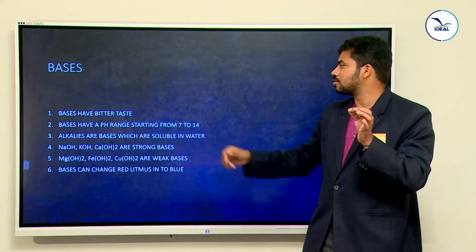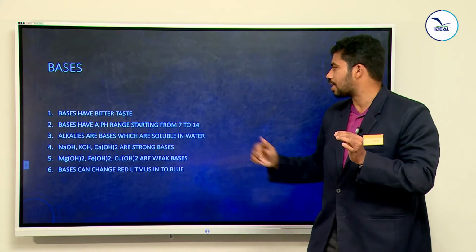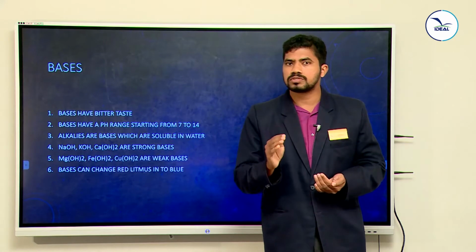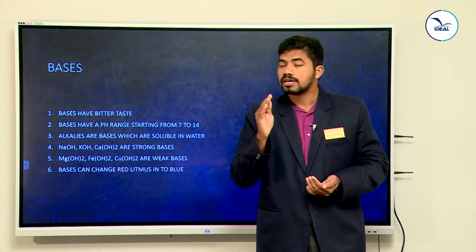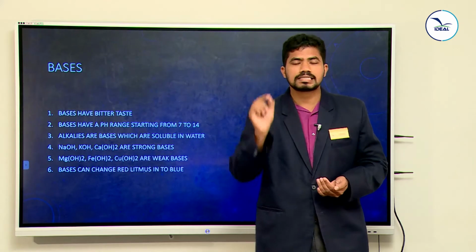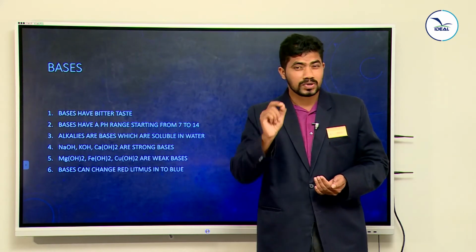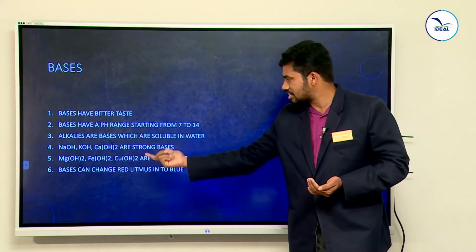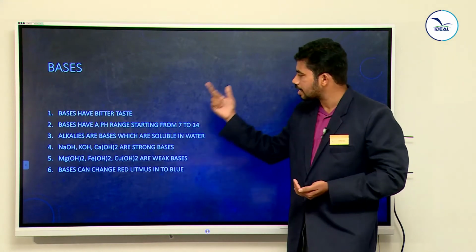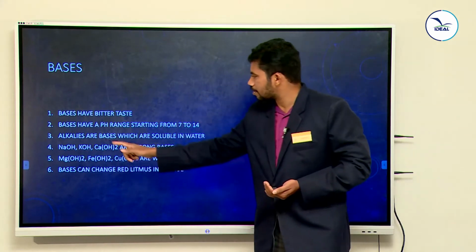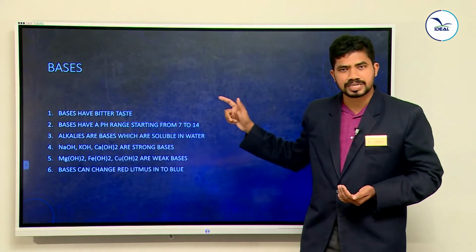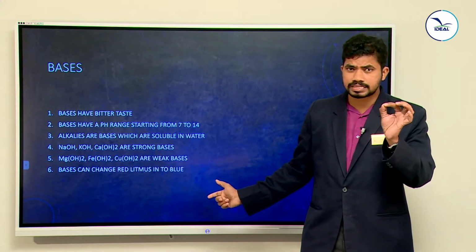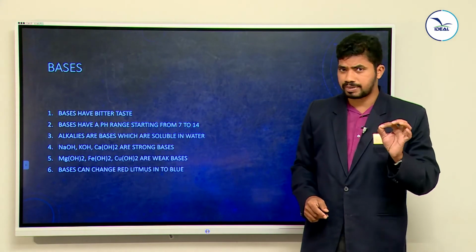But what about magnesium hydroxide, iron hydroxide and copper hydroxide? They are weak bases. Why are they weak bases? Because they are less reactive metals. So less reactive metal can produce weak bases. See the example: magnesium hydroxide, iron hydroxide, copper hydroxide, in which the metals are magnesium, iron, copper respectively. They are less reactive metals, so less reactive metal can form weak bases.